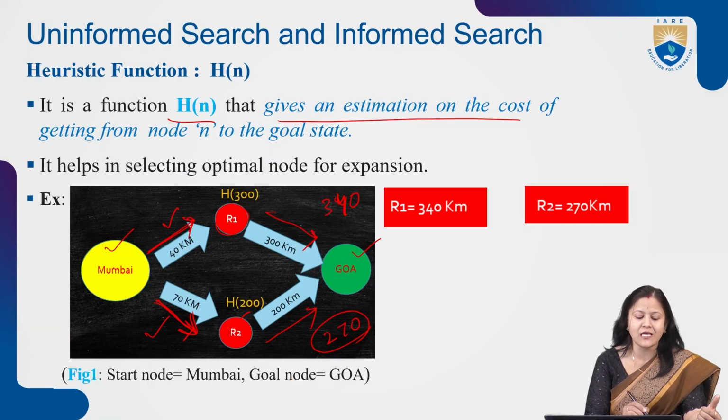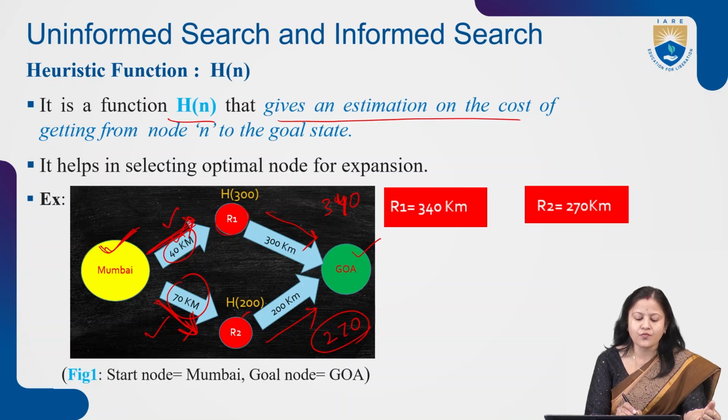But when we observe from the starting node, between 40 and 70, 40 looks like the least distance. So if we follow it, we may take more time to reach the destination. Now to understand this, one value is given, the heuristic value.